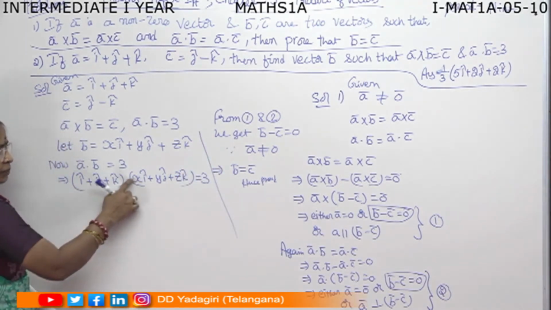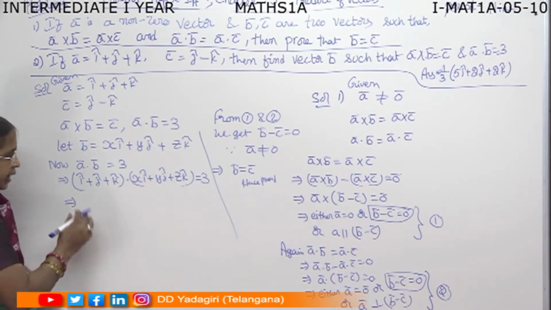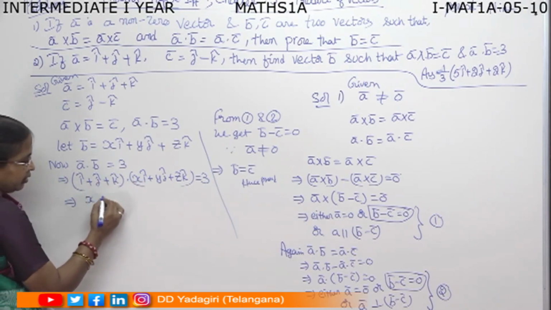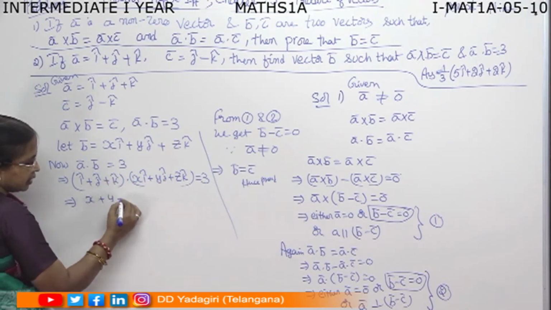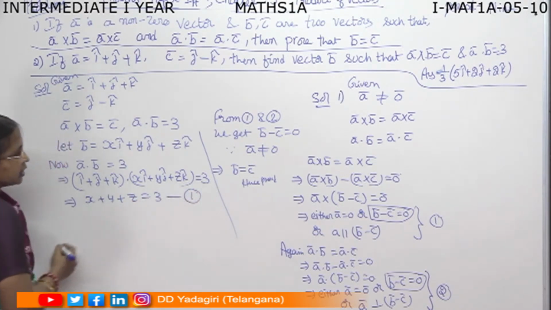You should multiply the i coefficients, j coefficients, k coefficients and add. So it is x into 1 plus y into 1 plus z into 1. x plus y plus z is equal to 3. So we'll number this equation as 1.